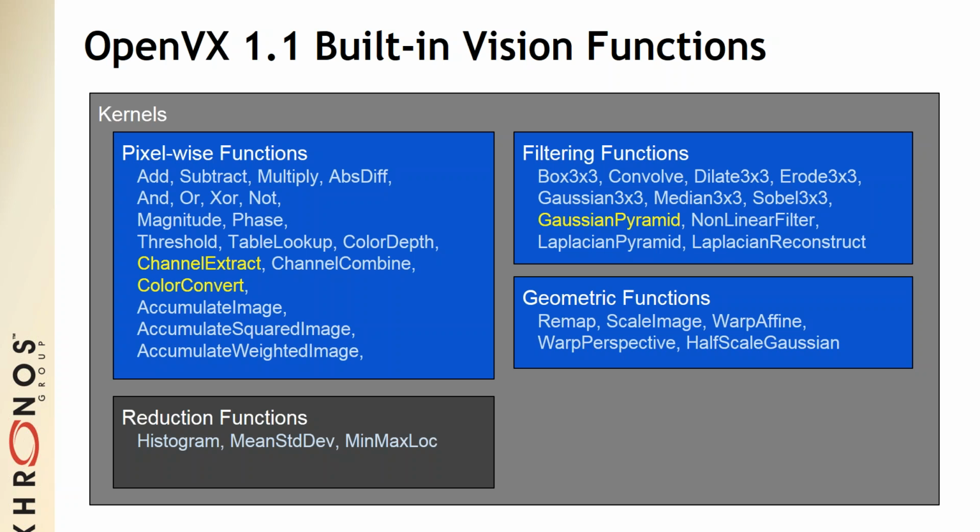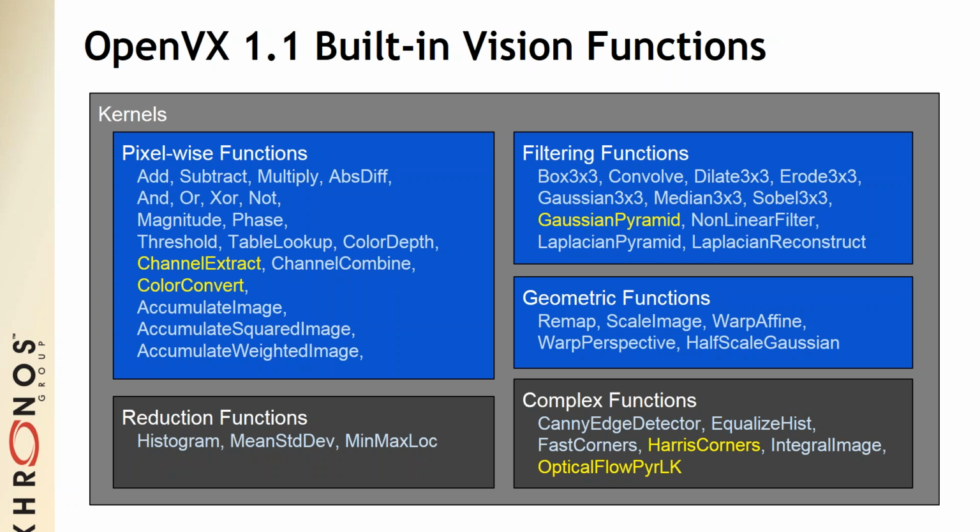And there are certain reduction functions such as histogram, mean and standard deviation computation, and min max, and the location of the min max in an image. And there are other miscellaneous functions such as Canny edge detector, equalize histogram, FAST corners, Harris corners, optical flow, and integral image functions. You can look at VX nodes.h to look at all the functions that are available and what parameters they take as inputs and outputs.